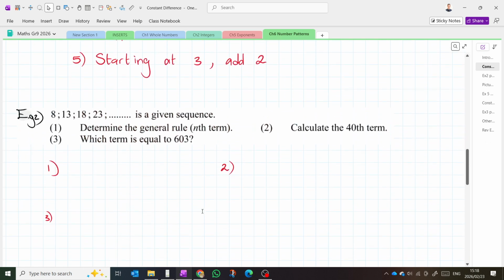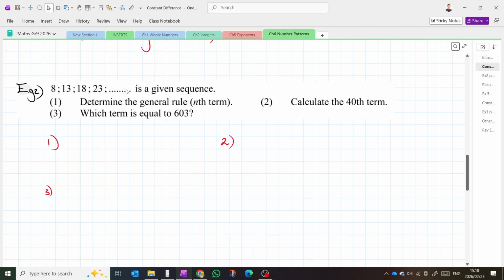Let's look at the second one. You can see it's very similar, except they did not ask you in this case even to give the next number patterns or the next terms. They went straight for the general rule, the nth term, the 40th term, and which term number is equal to 603. So let's have a look. We've got 8, 13, 18, 23. And you should be able to have a look at that and identify that we are adding 5 every time.